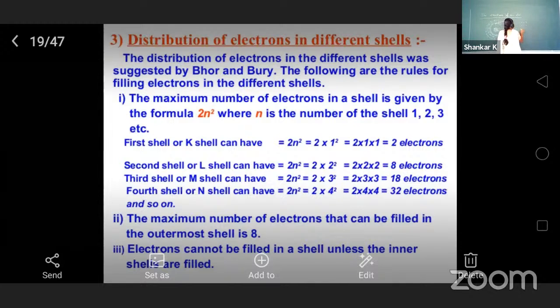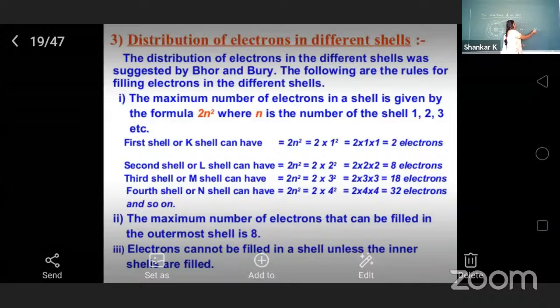And when I go to magnesium, students, the atomic number of magnesium is 12. So the electronic configuration is 2, 8, 2. Why can't I take 10 here, students? I can't take 10 here because what is the rule? The maximum number of electrons that can be filled in the outermost cell should be 8. That's fine, so I am taking 8 only.